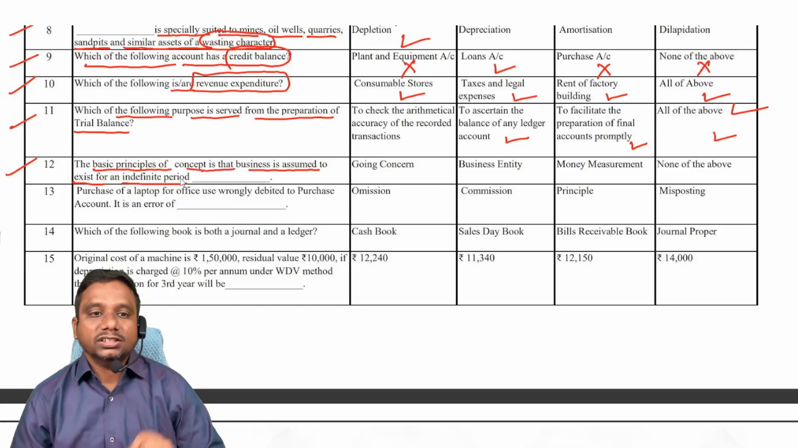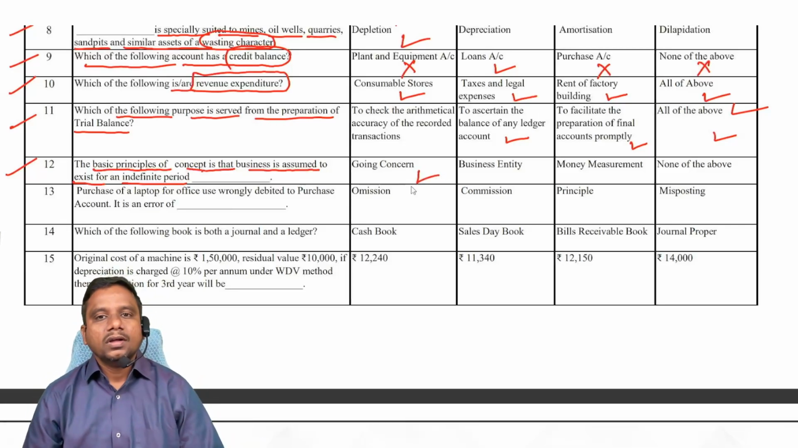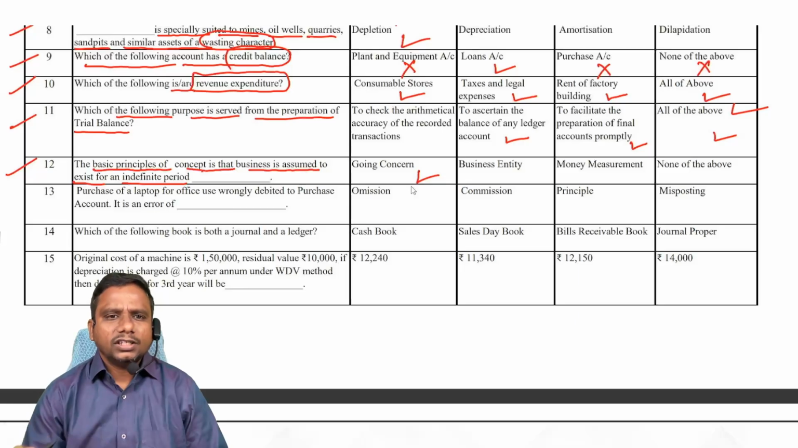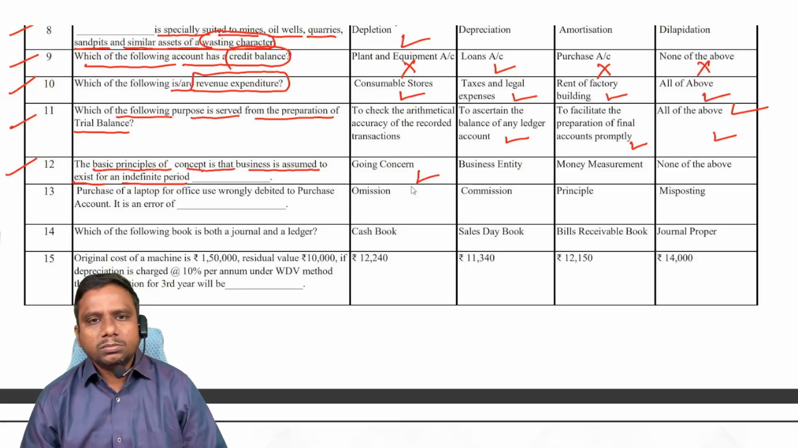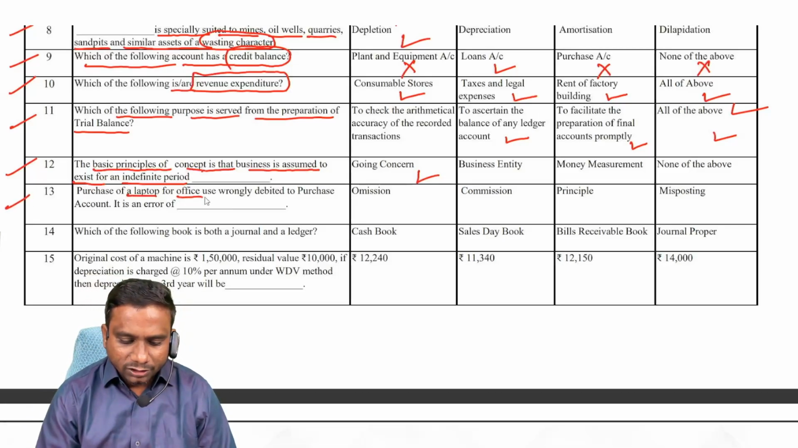So which concept is going concern concept? Yes or no, students? So first option is correct. Business entity, business is different and owner is different. Money measurement, only money: the transactions are measured in terms of money, we will recognize in the books of accounts. Okay, fine. 13th one. Purchase of a laptop for office use.